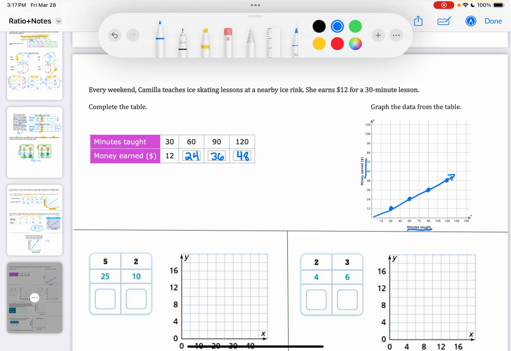And all it said to do was to complete the table. So we have done that. We completed the table and we graphed it. And I see a straight line that passes through the origin.